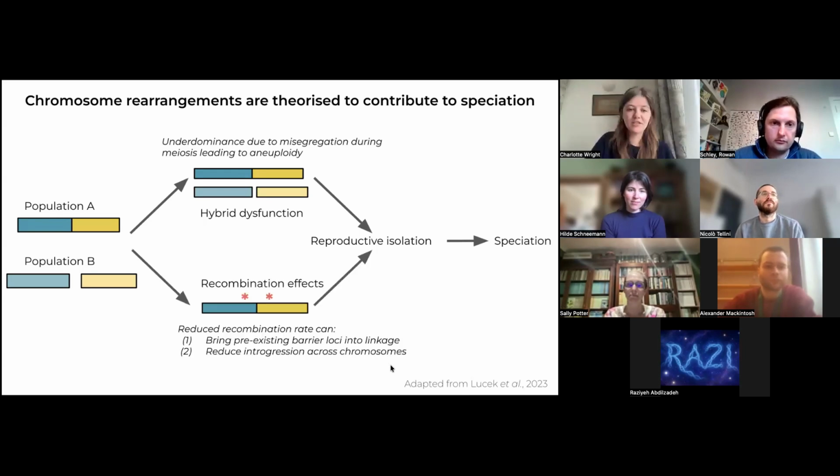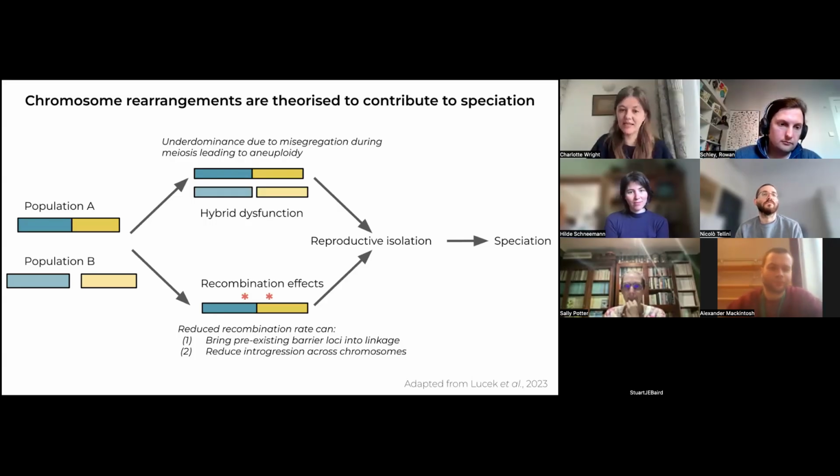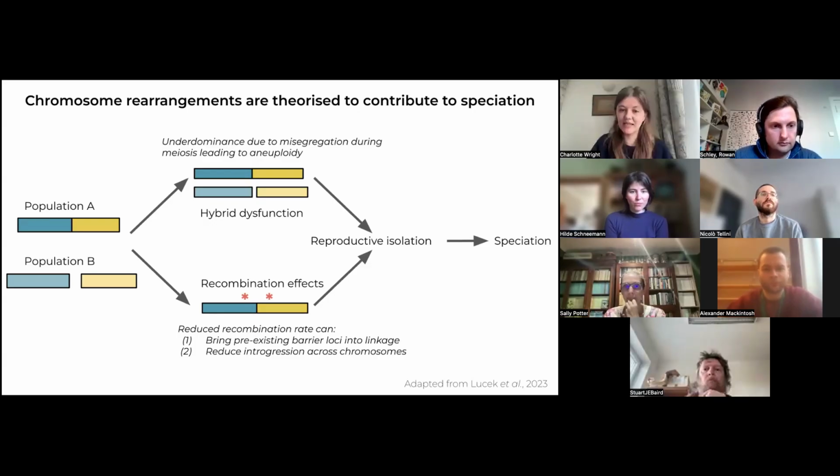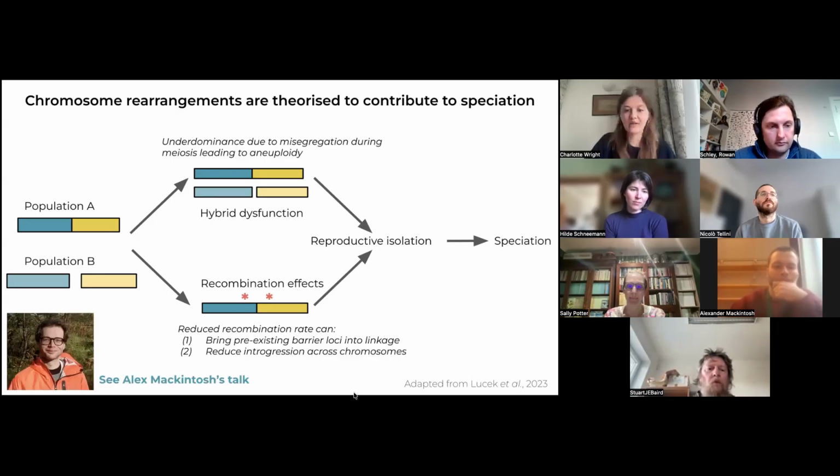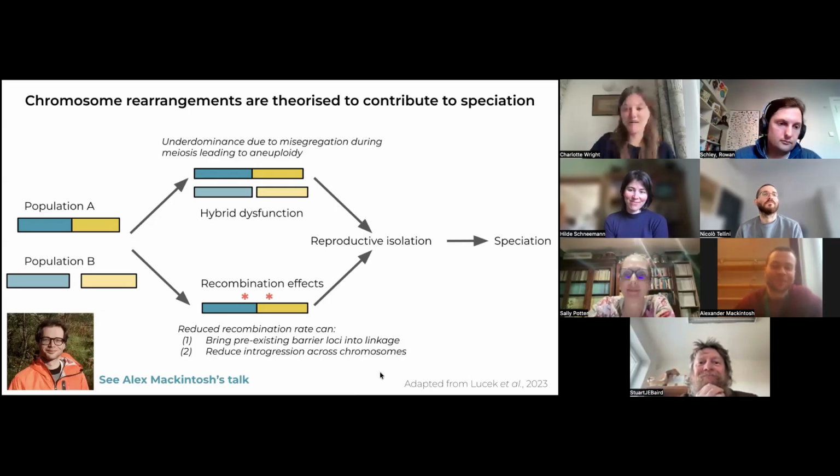But in general, a newer line of theory has been developed that instead focuses on the effect of these rearrangements on recombination. This can bring pre-existing barrier loci into linkage and strengthen their impact, or, by altering the overall recombination rate of the chromosome, reduce the ability for there to be gene flow. And I won't talk about the evidence for these theories much more because that is what Alex will do very eloquently, very shortly. Instead, I might focus on the macroevolutionary predictions of these hypotheses.